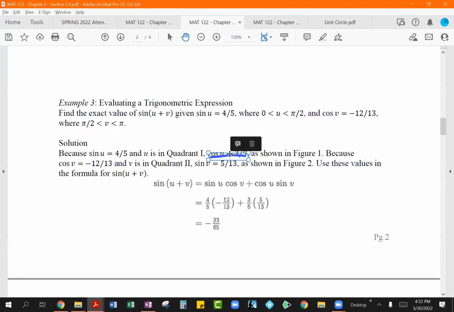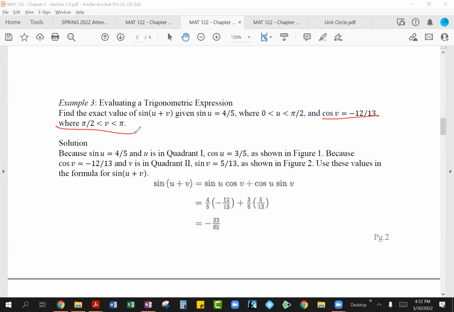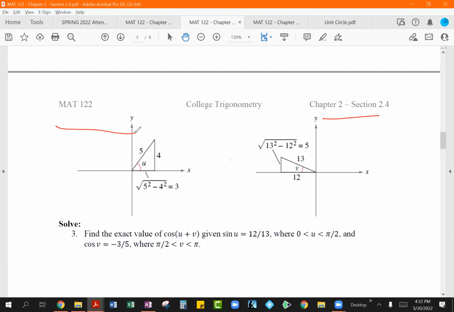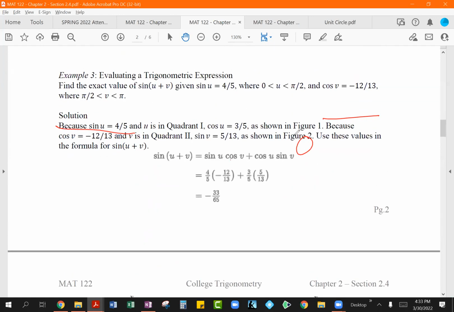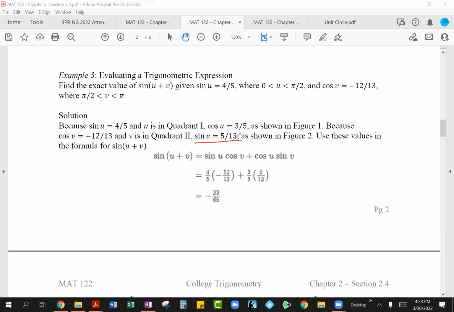In that same way, when you are given cosine of v, and we know this is in the second quadrant, you can go ahead and find sine of v. So again, if this is second quadrant, cosine is -12/13, that would be adjacent over hypotenuse. Using that, you can find the missing side, which of course comes out to be 5. And then using the sine function, that would be opposite over hypotenuse, you would end up with 5/13. And remember, the sine value is positive in the second quadrant. So that's why this ends up becoming a positive 5/13.